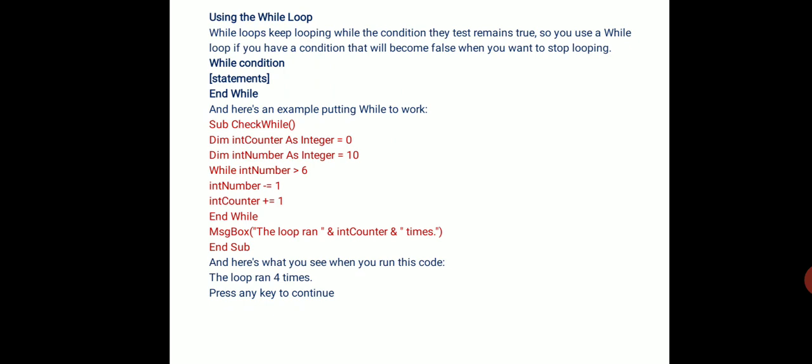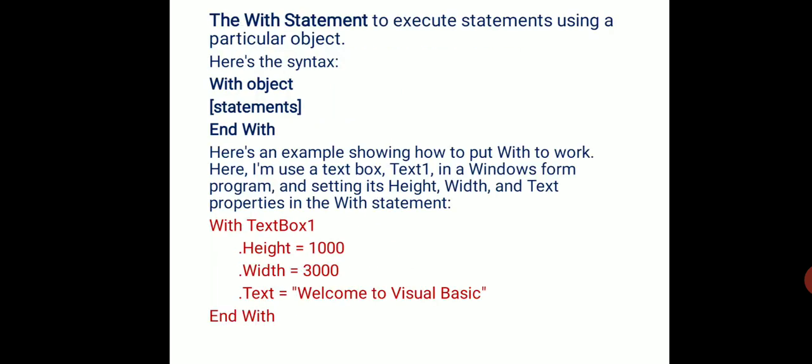So next one, the With statement. The With statement is used to execute statements using a particular object. See the syntax: With object, statements, End With. Here is an example showing how to put With to work. Here we are using TextBox1 while creating Windows Forms, and setting its height, width and text properties in the With statement.